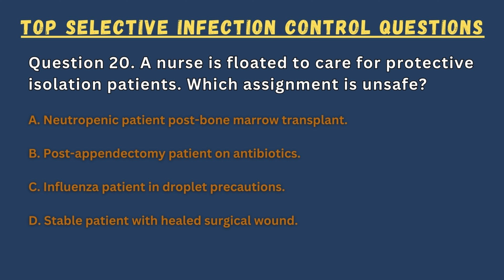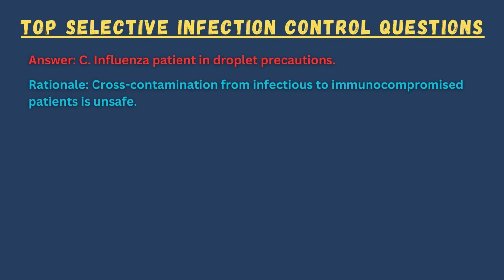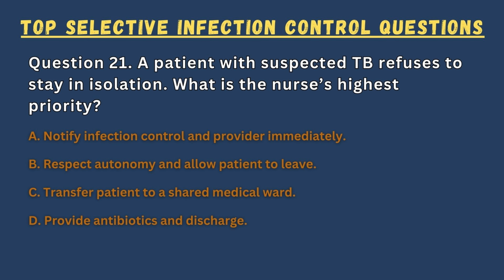C. Influenza patient in Droplet Precautions. D. Stable patient with healed surgical wound. Answer: C. Influenza patient in Droplet Precautions. Rationale: cross-contamination from infectious to immunocompromised patients is unsafe. Question 21. A patient with suspected TB refuses to stay in isolation. What is the nurse's highest priority?